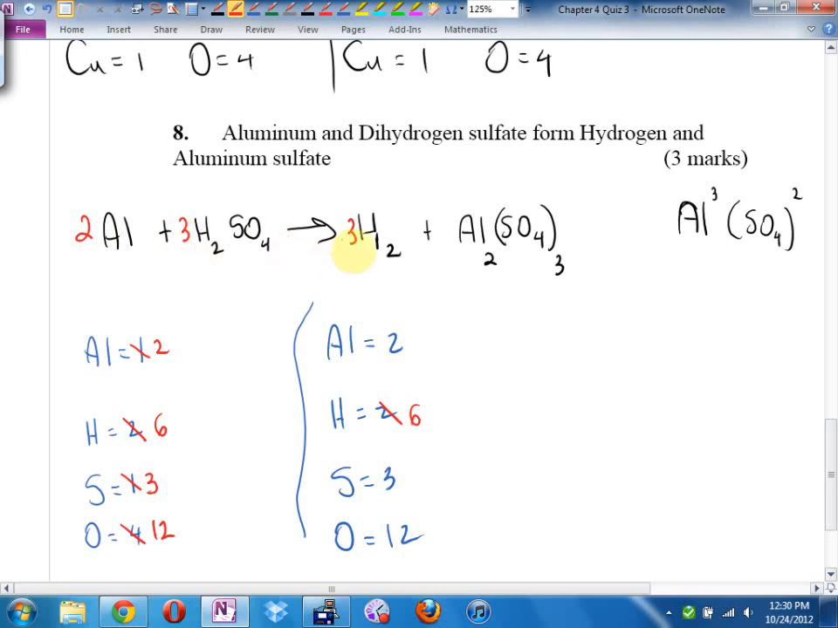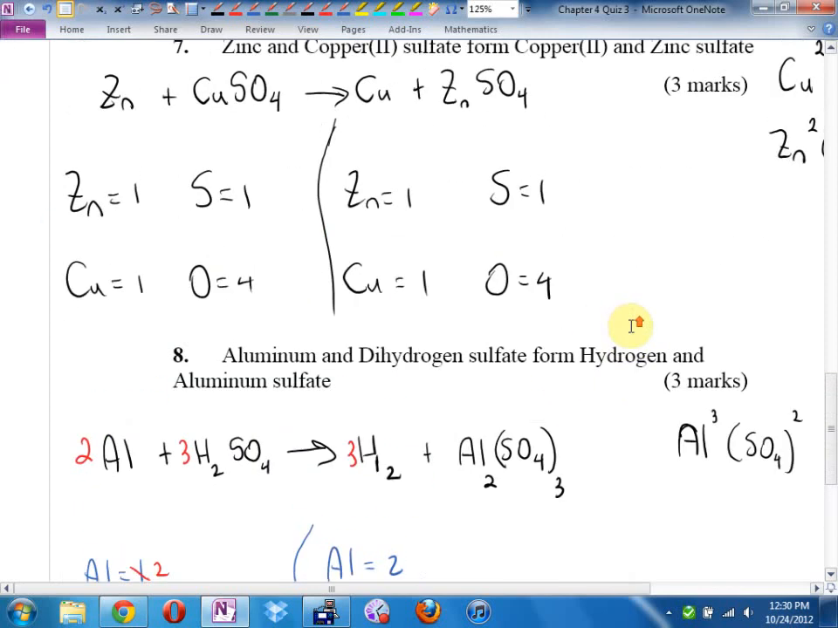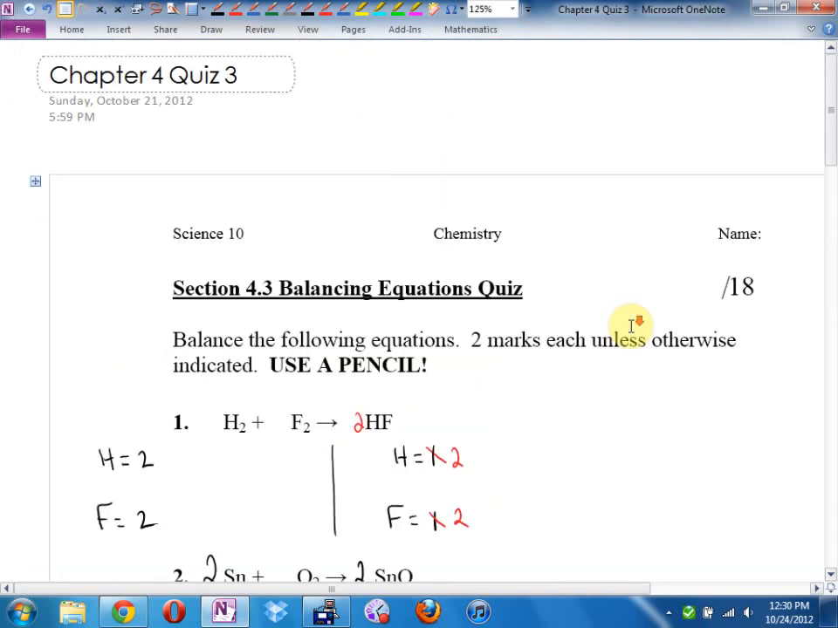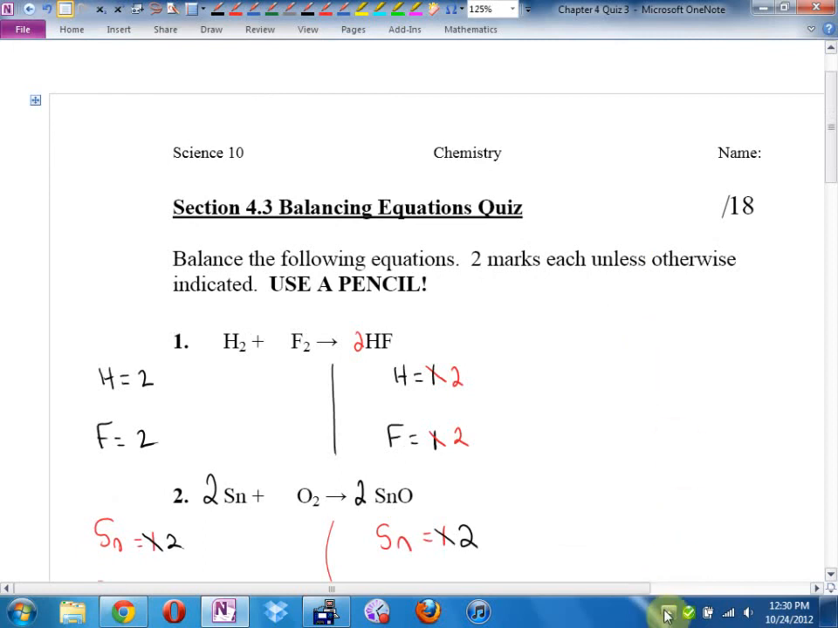Two, three, nothing. I would give you 1 mark for the skeleton equation, and then 1 mark for each. You know what? Since there's 3 numbers, how about 1 mark for each number? Okay? Give yourself a score, please, out of 18. Put it at the top of the page.